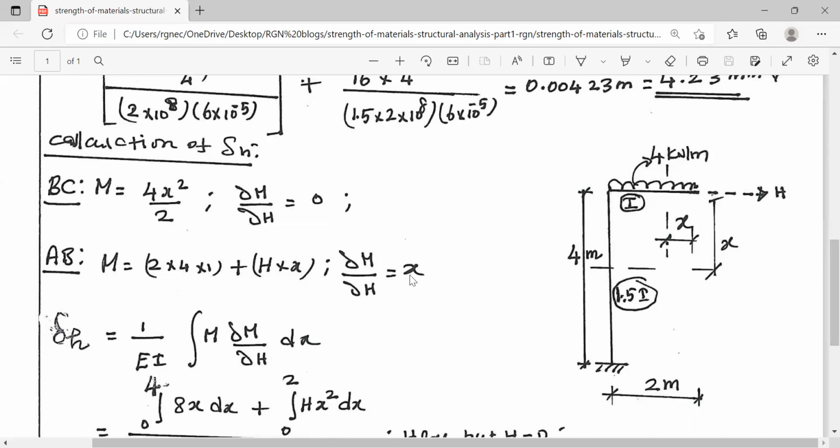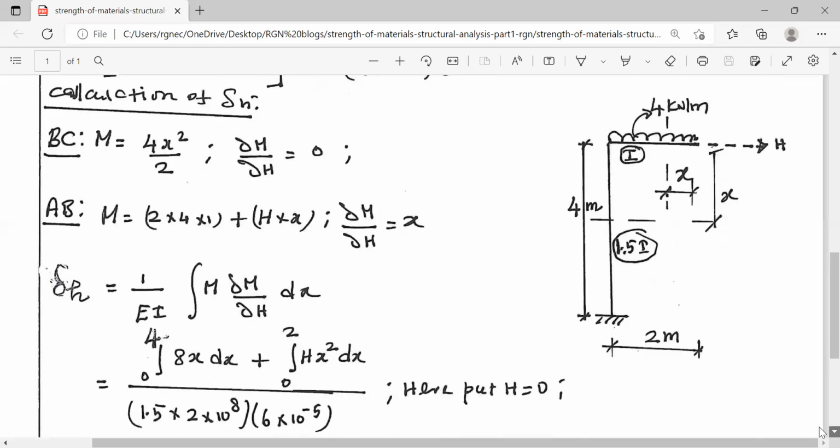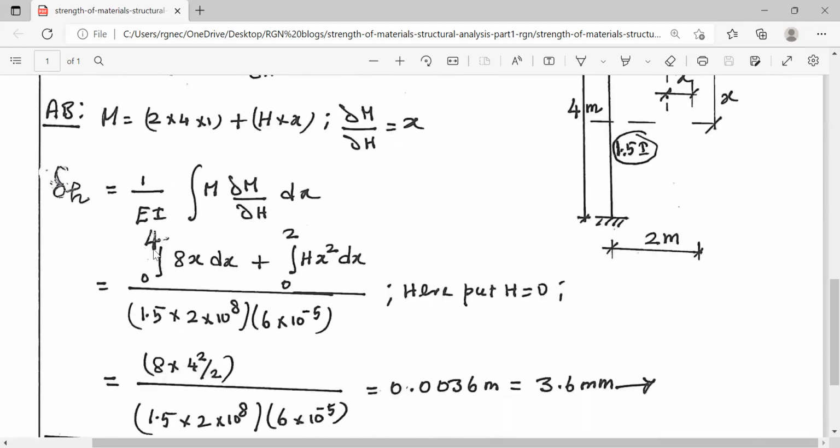This is M. This is due to UDL. H into X is due to the horizontal load. Therefore, dm by dh is equal to X, because the first term doesn't contain any H. The second term contains H into X. Thereby, dm by dh is equal to X. Now, delta H is equal to 1 by EI integral M into dm by dh into dx. Now, we have to carry out this integration between the limits 0 to 4.